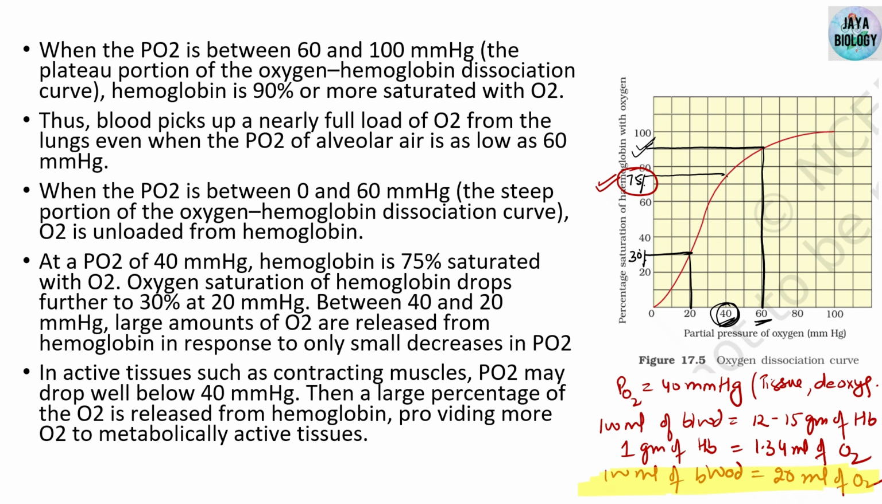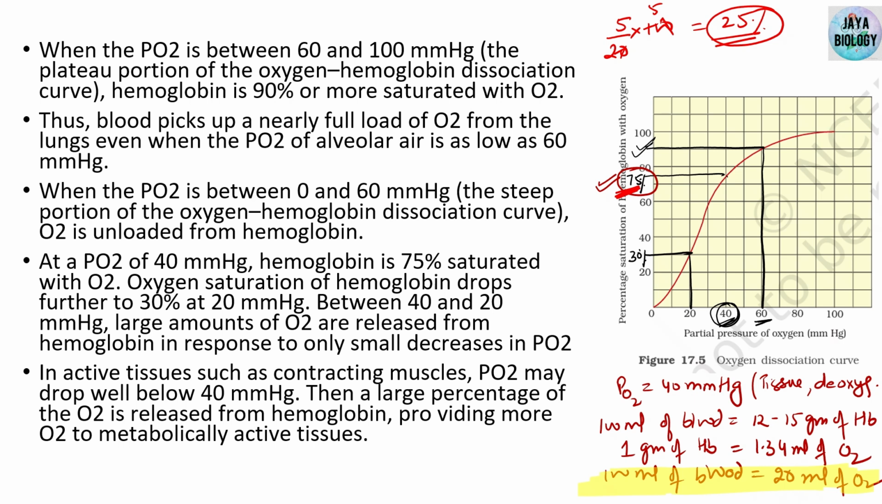So it means 5 ml is delivered. So 5 ml of 20 total. So how much delivery is done? If you see, only 25% is delivered. 25% is delivered. It means how much percentage is still left? It is 75% still left in the deoxygenated blood at the partial pressure 40.